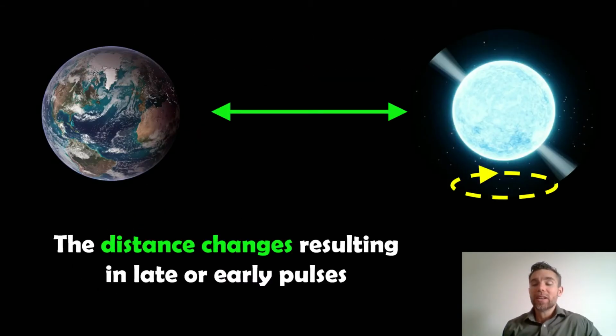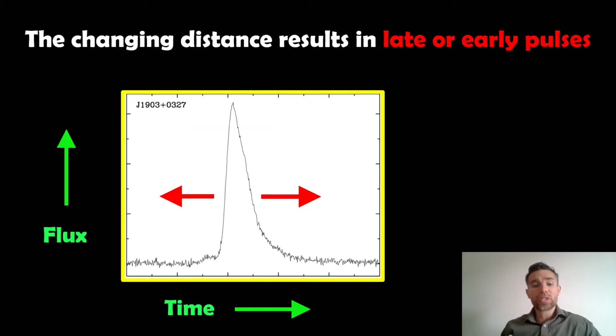Now, what happens then, if we're observing a pulsar, is the distance between us and that pulsar is changing. And that means that the pulse we measure appears earlier or later than it should. So we get a delay, or it appears early, because the distance between us and the pulsar is changing because of this orbit around the barycenter. And that pulse then moves closer in time or further away. So again, we get a late or early pulse, and we're measuring it over time.